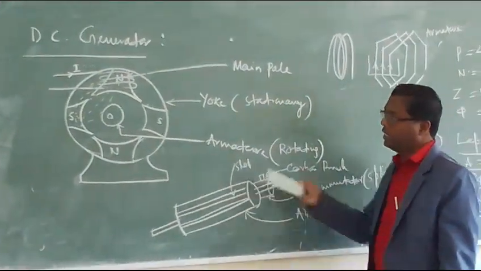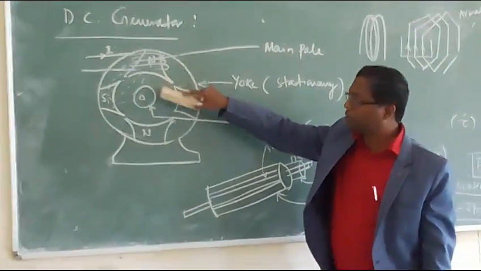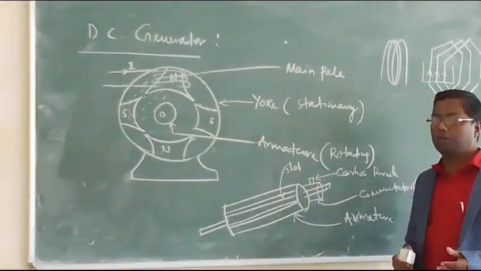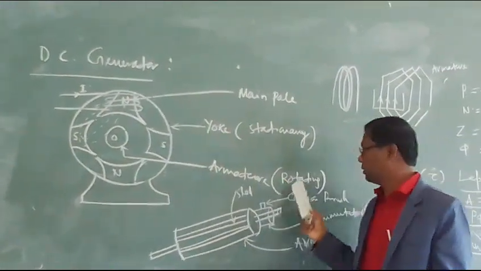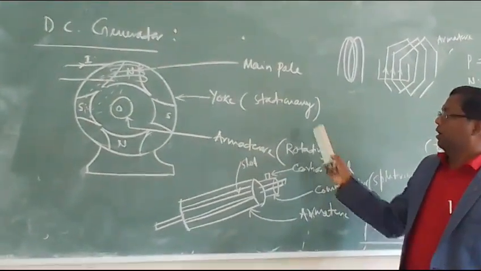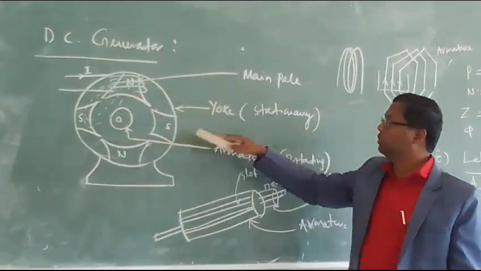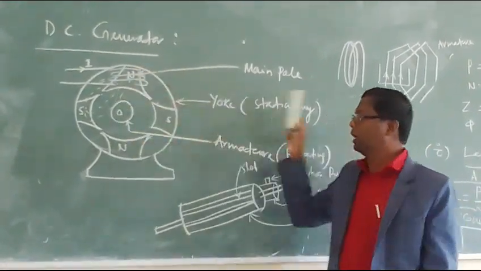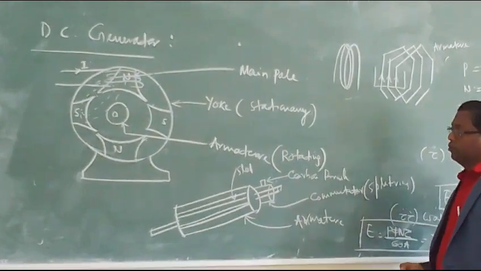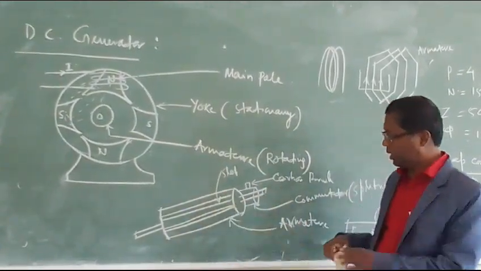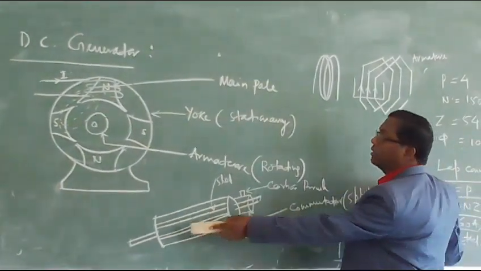Here the armature is the rotating part of the DC machine, and the yoke is stationary, which provides mechanical support to the entire machine. The armature we can find is cylindrical in shape like this.